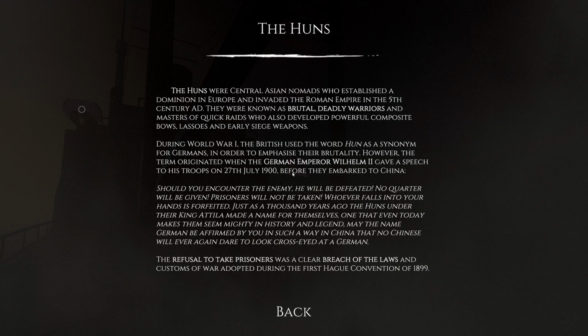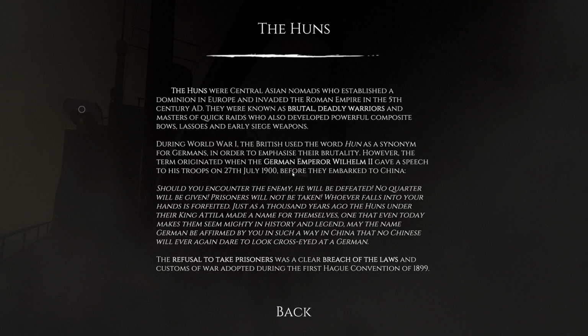The Huns. The Huns were Central Asian nomads who established a dominion in Europe and invaded the Roman Empire in the 5th century AD. They were known as brutal, deadly warriors and masters of quick raids who also developed powerful composite bows, lassos, and early siege weapons. During World War I, the British used the word Hun as a synonym for Germans, in order to emphasize their brutality. However, the term originated when the German Emperor Wilhelm II gave a speech to his troops on the 27th of July 1900 before they embarked to China.